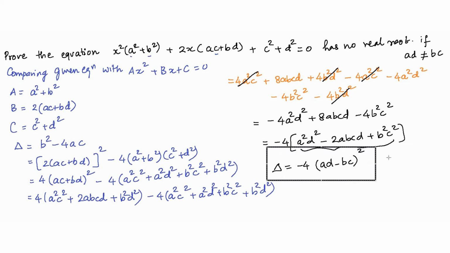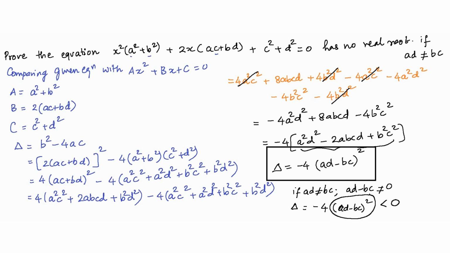Now if AD is not equal to BC, can you imagine what will happen? If AD is not equal to BC, then AD minus BC will not be equal to 0. And therefore the discriminant will be negative 4 times the square of some number, the square of AD minus BC, because this particular part of the square is going to be positive. The square of any number is positive. So negative 4 multiplied by a positive number will always result in a negative number, which means that the discriminant will be less than 0.